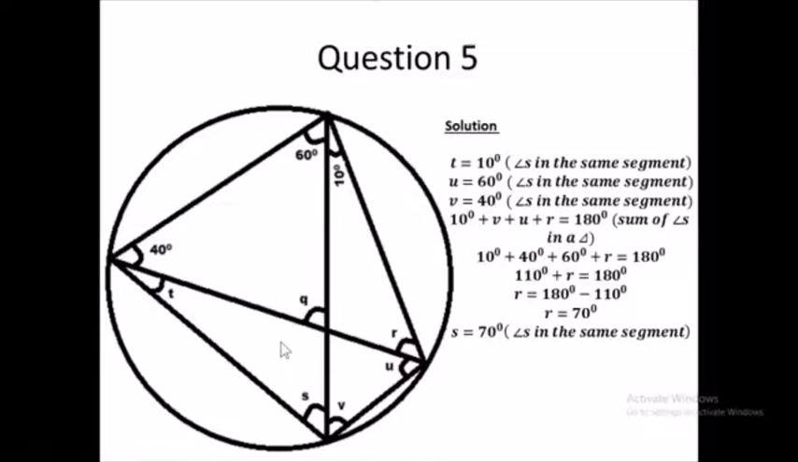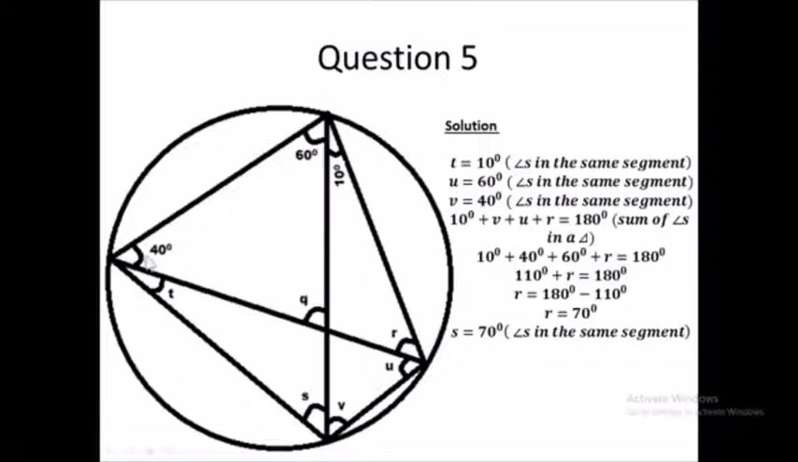Then if you look at the next question we have on the screen right now, we have a lot of values to look for. But if you look at it closely, you discover that this angle T here and this angle 10 here have a relationship. They are in the same segment. That's why our T is 10 degrees. And also, if you turn your book very well, you discover that this angle 60 degrees and our angle U here have a relationship. Angle U is also 60 degrees because they are in the same segment.